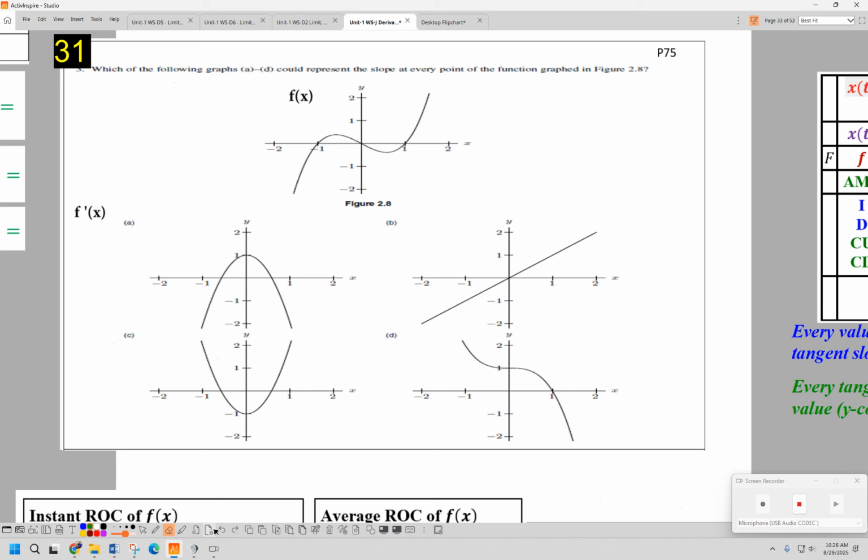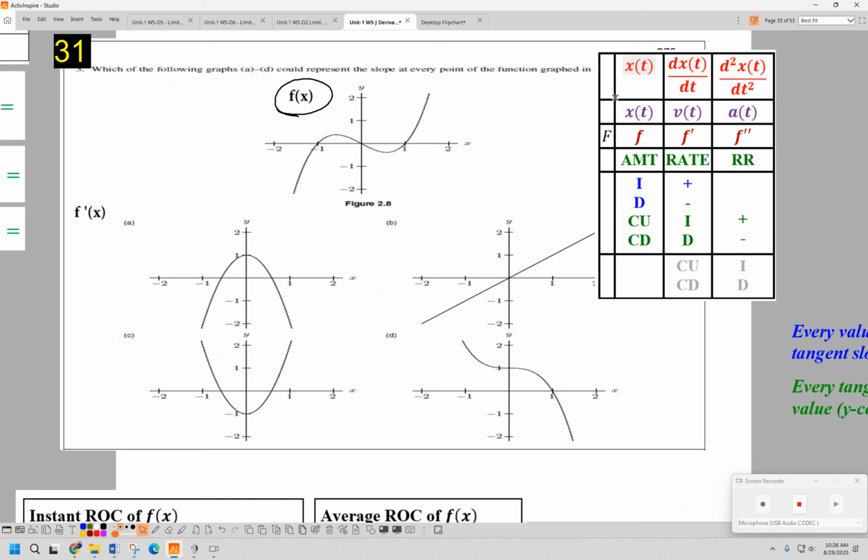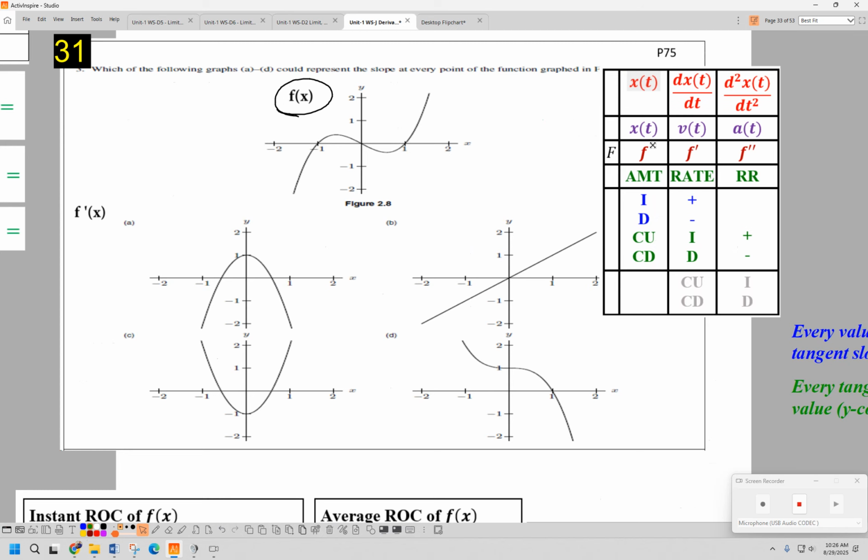You notice that 31 says the same thing again. It says, which of the following graphs could represent the slope at every point of the function graph below? So it's showing us f of x, and they're asking us which of the ones below is f prime. So kind of trying to follow what Ruby was going through there. Let's pull out Danica's chart. Everyone in the room, raise your hand. If you're following Danica's chart, let's just go across the page. We're looking at f.